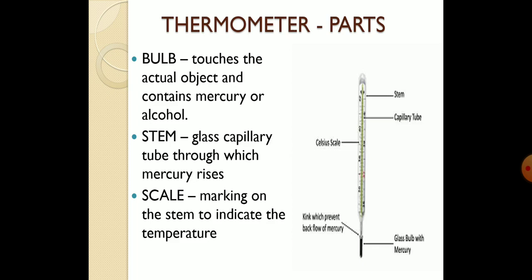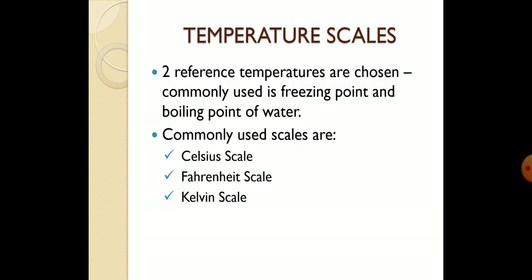You want to know what the reading is, so the markings are indicated on the scale. Now, what are the temperature scales we are going to use? We have three temperature scales. One is the Celsius scale, second one is the Fahrenheit scale, and the third one is the Kelvin scale. In all these scales, you have two reference temperatures. One is the freezing point and one is the boiling point. We usually choose water because that is the standard liquid.